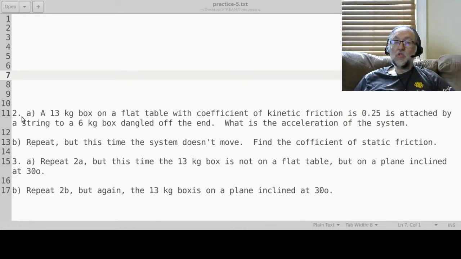All right, so this is question number two, because question number one was the one I did on Tuesday. Question number two here is a 13 kilogram box on a flat table with a coefficient of kinetic friction of 0.25, attached by a string to a 6 kilogram box dangling off of the end. I want to know the acceleration of the system. All right, so as usual, we start off by drawing a diagram.